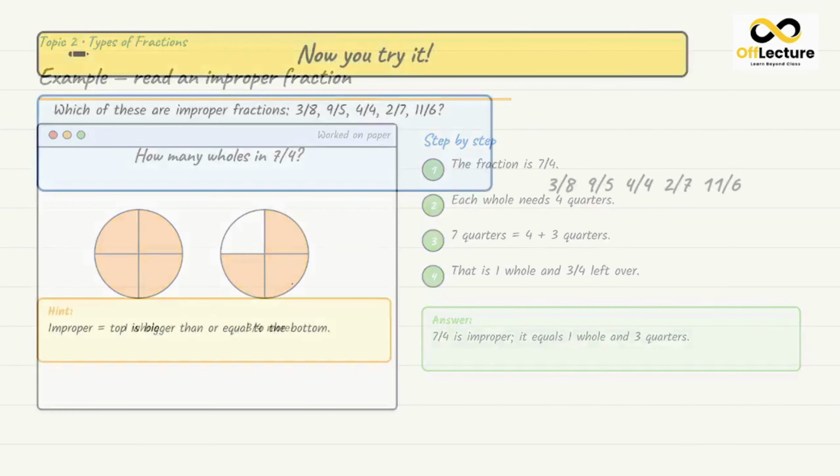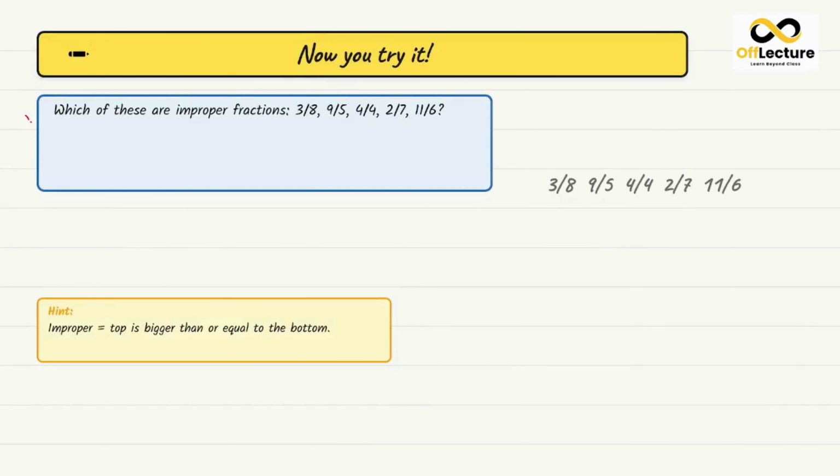Okay. Now you guys try it: which of these are improper fractions: 3 by 8, 9 by 5, 4 by 4, 2 by 7, and 11 by 6. And the hint is that in an improper fraction, the numerator will always be greater than or equal to the denominator. So pause the video, try to identify, and then we will see the solution.